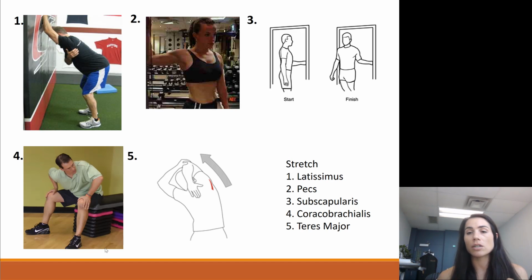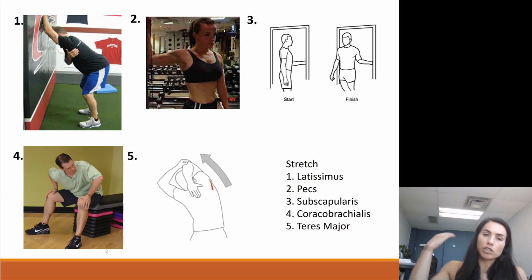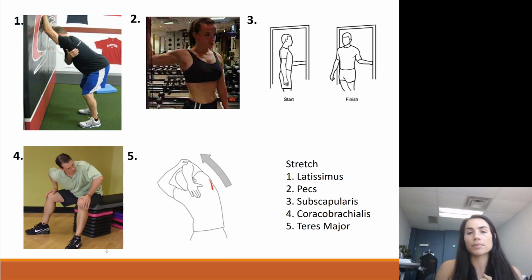The fourth stretch is going to primarily stretch that coracobrachialis. And then that fifth stretch, kind of that tricep stretch, but with the lateral rotation, is going to stretch that teres major, okay? Really important that we know these types of stretches and that we're incorporating these for individuals who have that kyphotic posture.